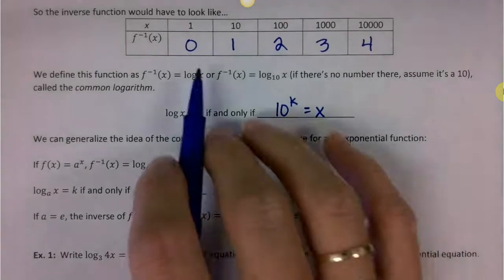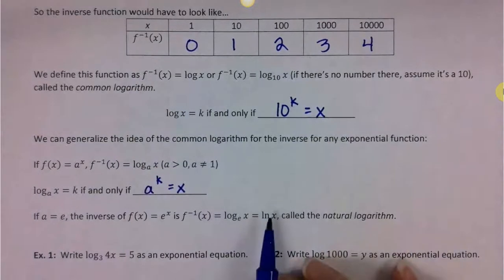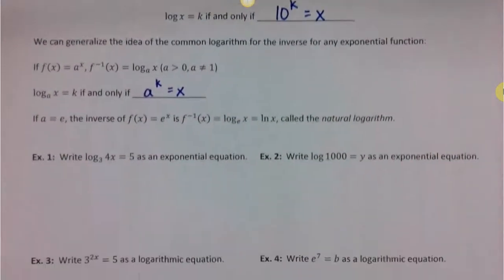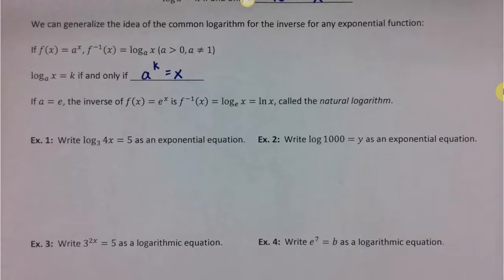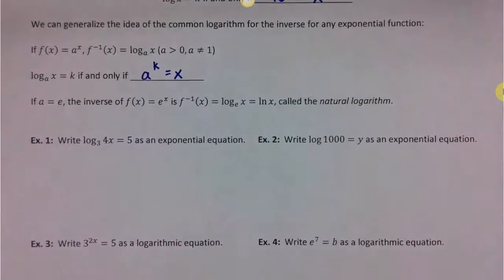So just remember, if you see log of x with no number there, it's understood to be base 10. If you see ln of x, that's understood to be base e. So what we want to do with these first few examples is just to get used to this definition and switch back and forth between log notation and exponential notation.